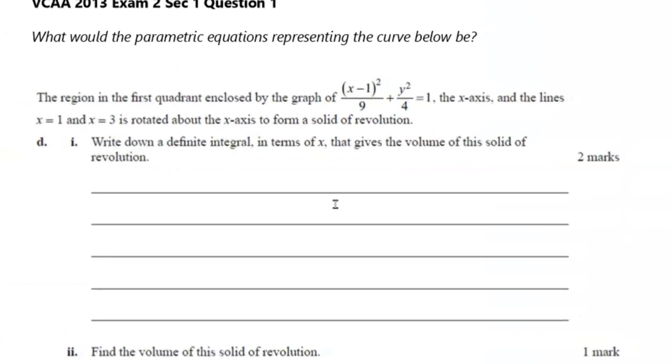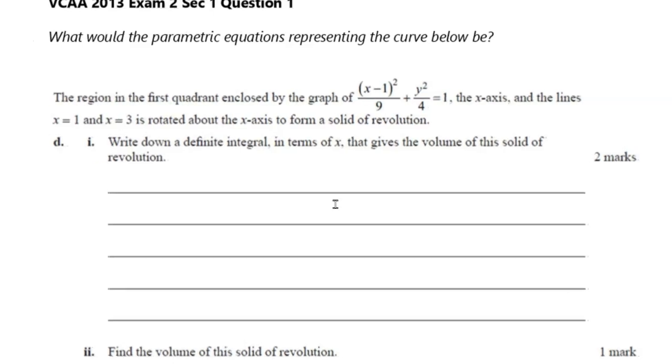So the region in the first quadrant enclosed by the graph of the curve, the x-axis and the lines x equals 1 and x equals 3 is rotated about the x-axis to form a solid of revolution. So note rotated about the x-axis. It says write down a definite integral in terms of x that gives the volume of this solid of revolution.